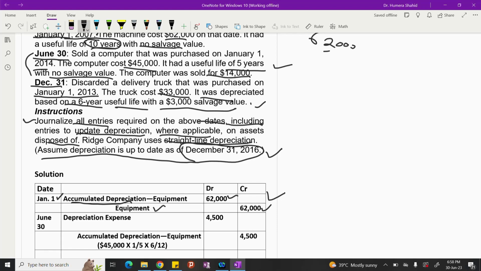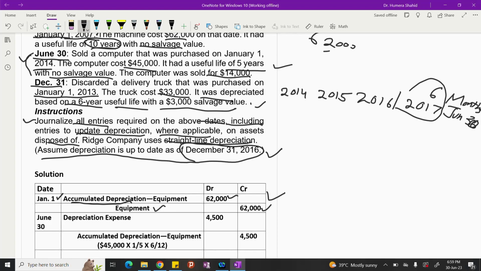So let's start with entry number 2, which is on June 30th. Let's read it again. Sold a computer that was purchased on January 1st, 2014. So we are selling a computer which was purchased in 2014. We used it in 2014, 2015, 2016, and in 2017, June 30th, we are selling it. So it means that for 6 months of 2017, this computer was with us, right? So we have to update the depreciation. They said till 2016, all the depreciation is already recorded. So we are worried about 2017, 6 months depreciation.